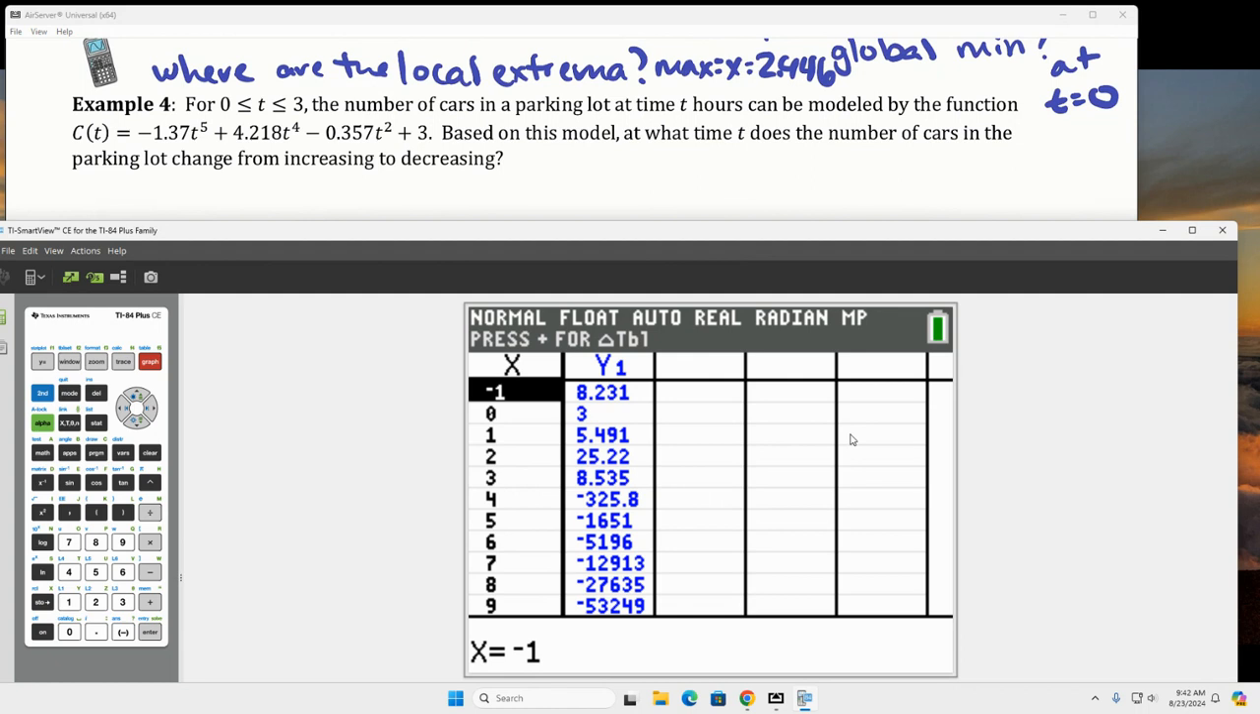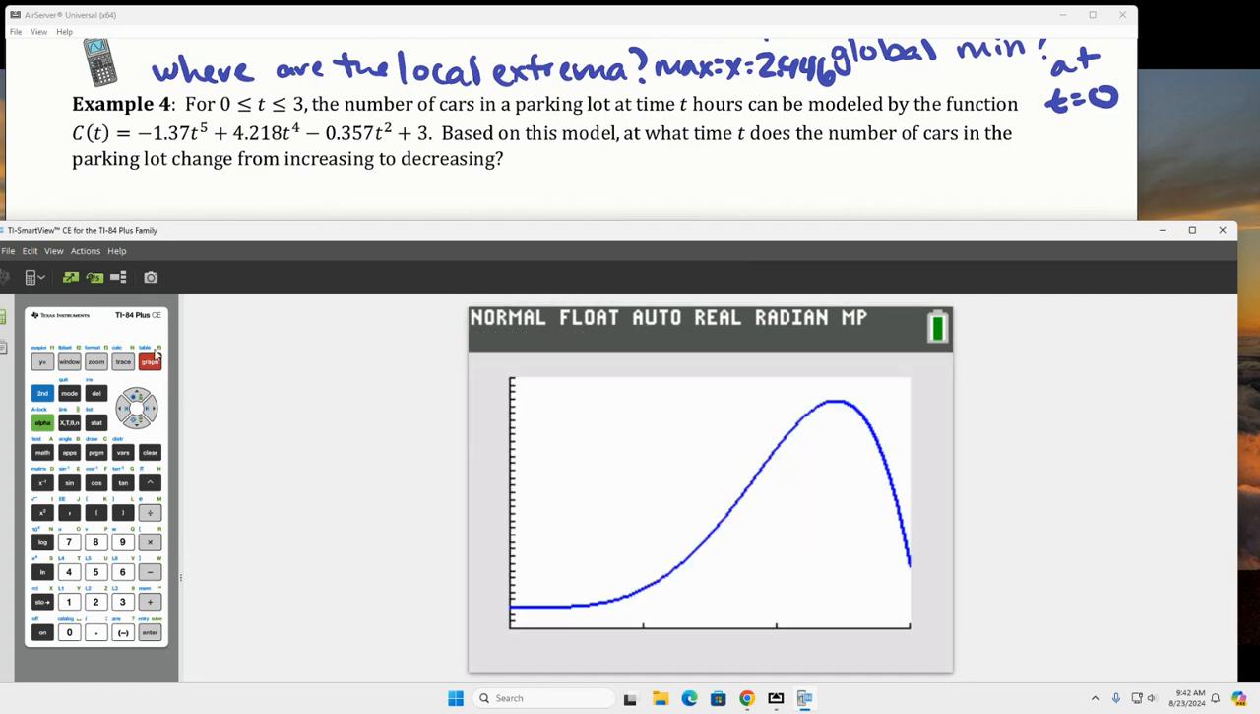All right, so the real question for this is based on the model, at what time t does the number of cars in the parking lot change from increasing to decreasing? So I'm going to go back to the graph to answer that question. So what do you guys think? 2. Yeah, the t value at that maximum, which is going to be at t equals 2.446 hours.